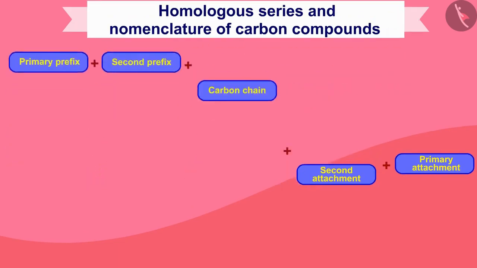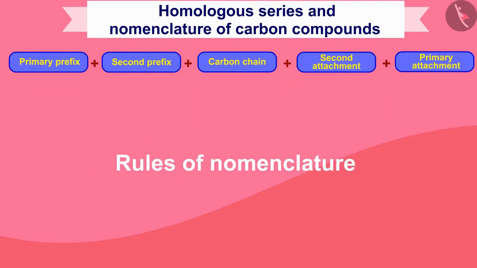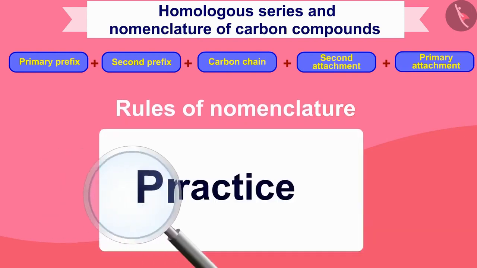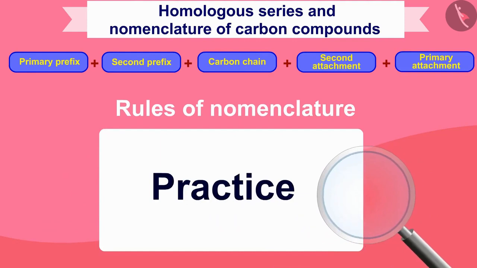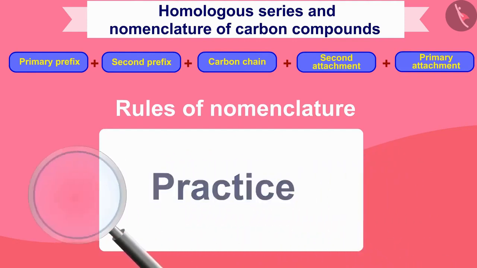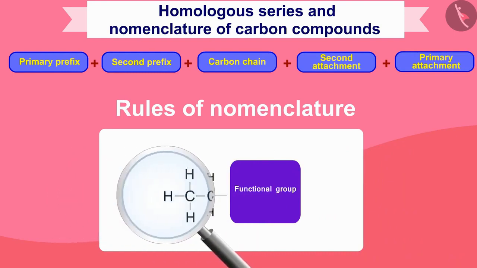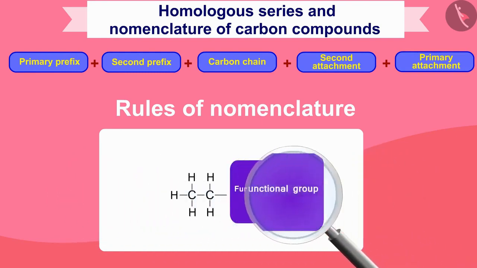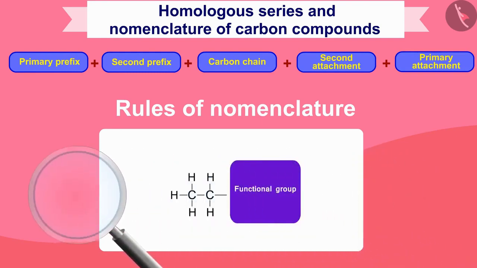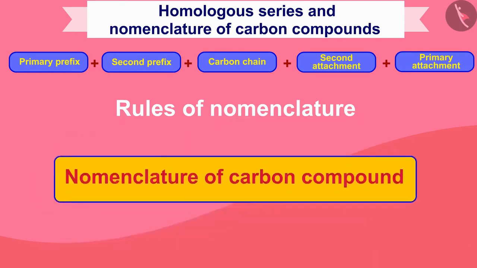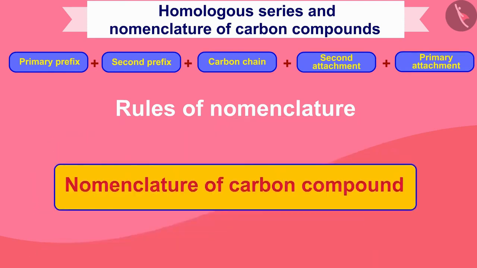Now, we will discuss the rules of this nomenclature. But it can be a bit difficult for you to understand at once because, like mathematics, you will need to practice it. By discussing it through examples, it will become easy to understand and you will be able to name any compound. Let's know about the nomenclature.